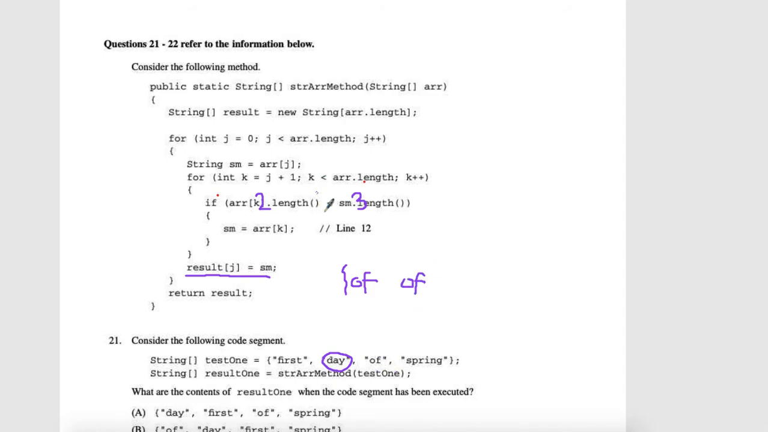Then the outside loop will increment again, and Sm will become of. The only comparison this time is of with spring. Clearly, of is the shortest of those two, so the next element is of. And then the final one, well, Sm is just spring. There's nothing to the right of it at all. So clearly, if you only have one element to compare with itself, then it's going to be the shortest element, and that will leave us with this as our final array.